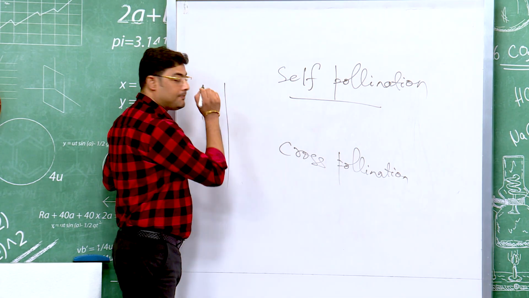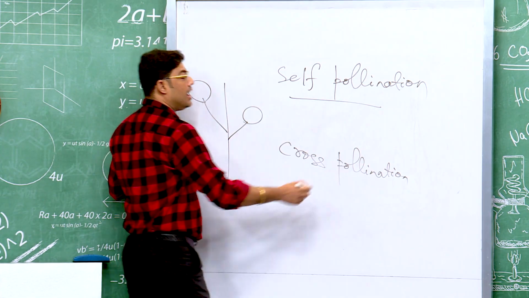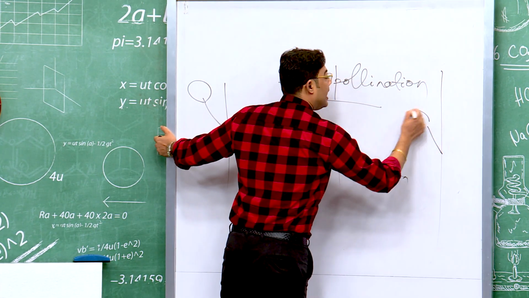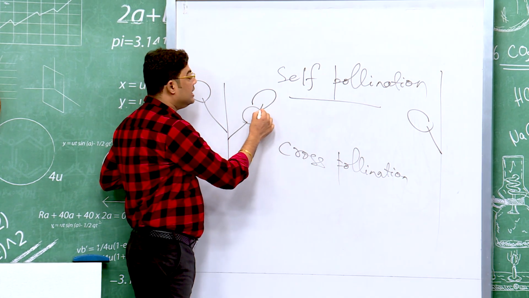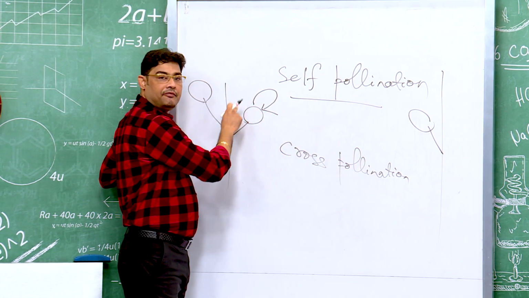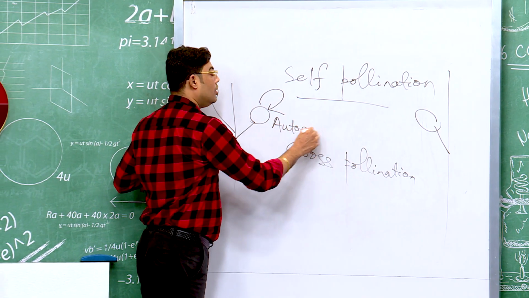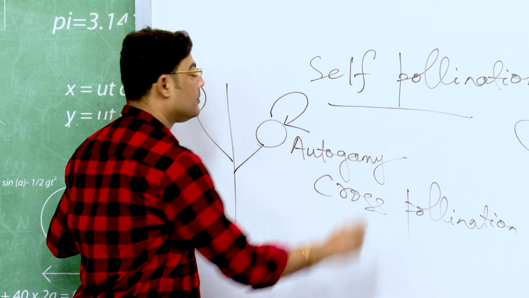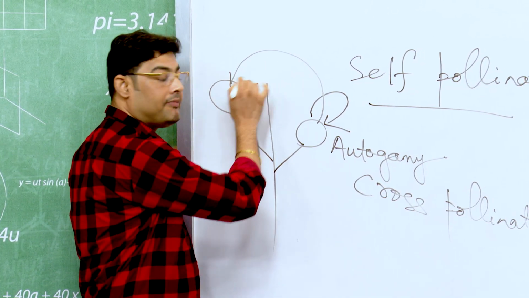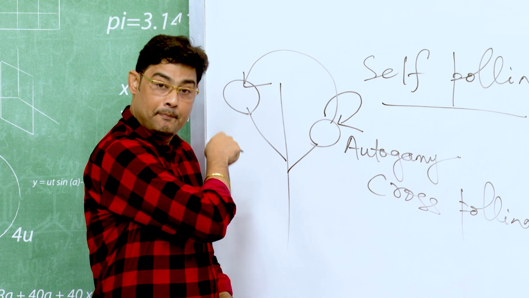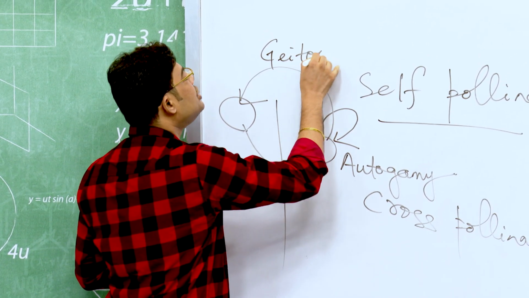Let us see, suppose this is a plant, this is one first flower, this is another flower, and this is another plant with a flower. If the pollination takes place here in the same flower itself, then this pollination is called autogamy. If this pollination takes place between two different flowers, but born on the same plant, then this type of pollination is called geitonogamy.